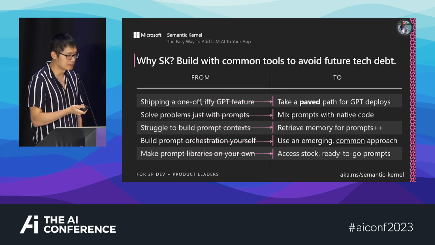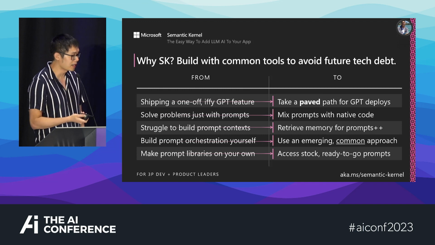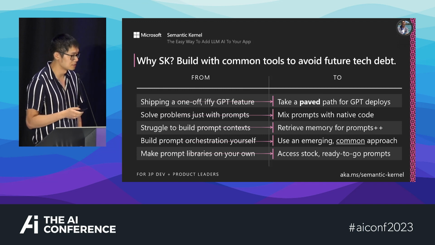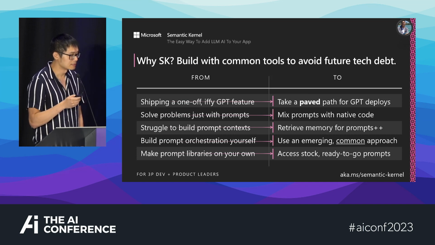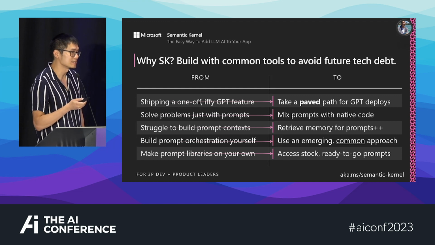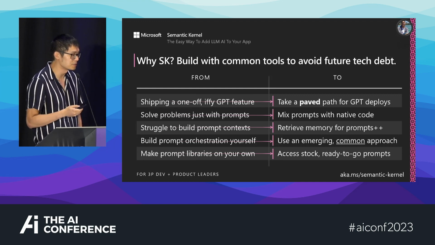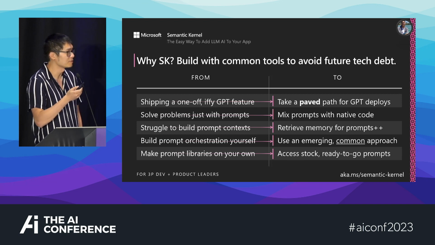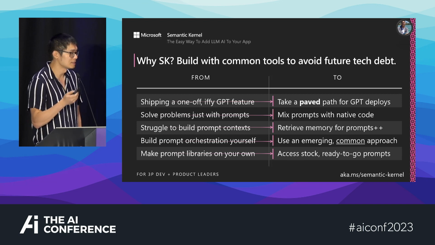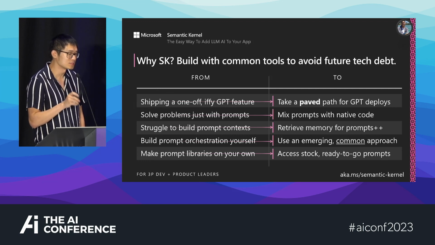So Semantic Kernel is part of this paved path for future applications built on top of large language models. And it helps you mix in the code that you've already written. If you already have all this expertise writing native code, then you should bring that back into your application, combine that with prompts, combine that with semantic functions, and allow you to pursue scenarios that you were not able to do before.